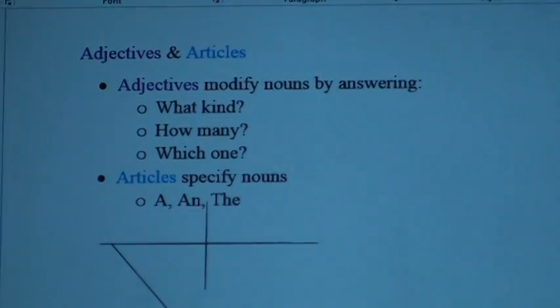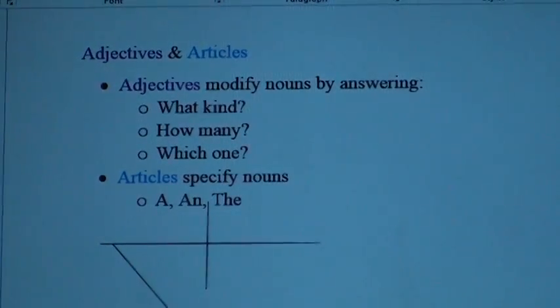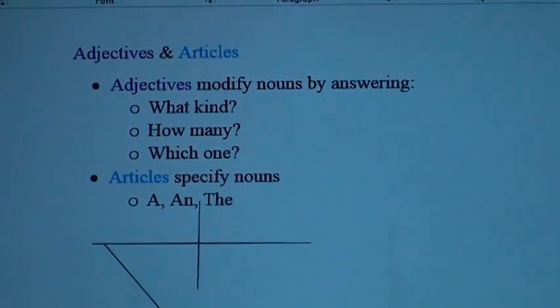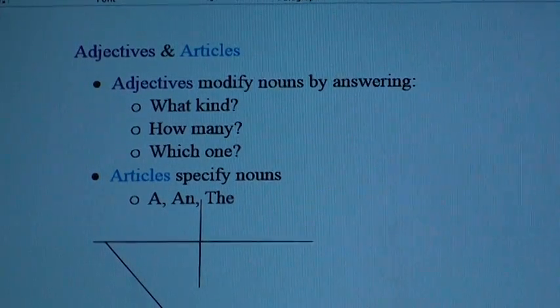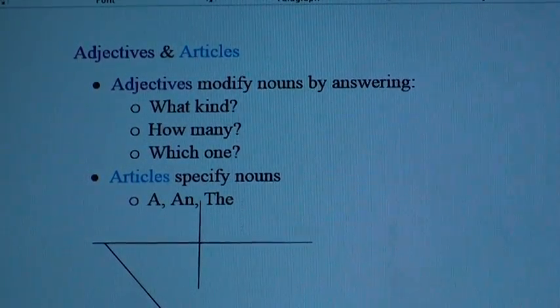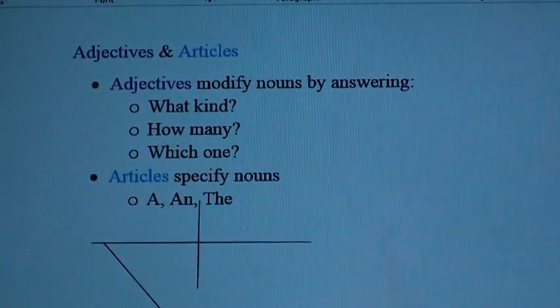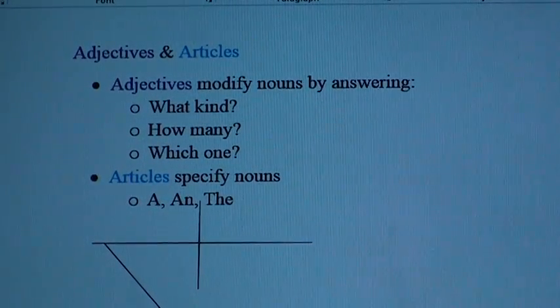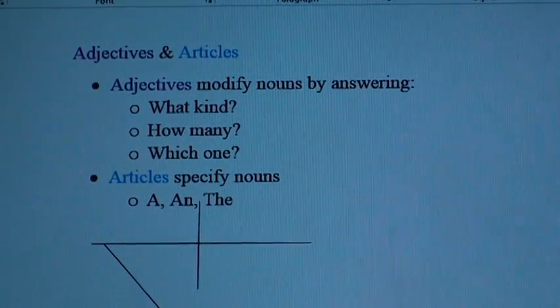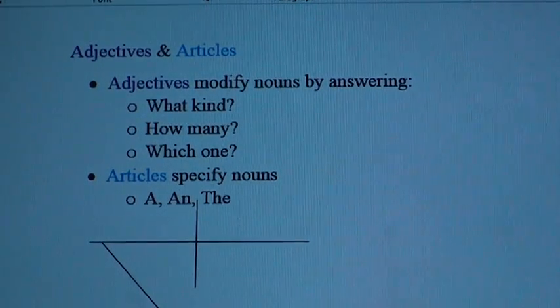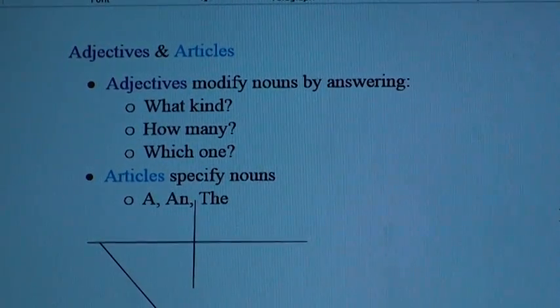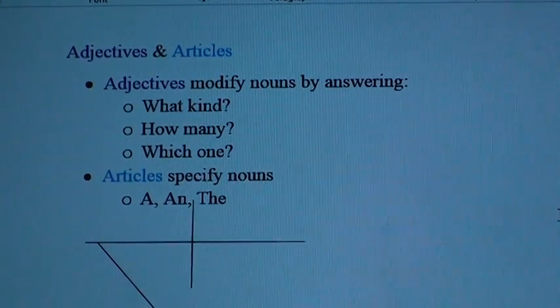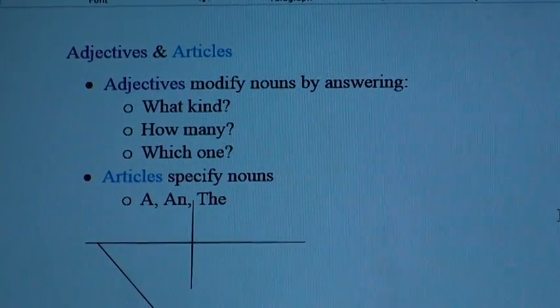Now to adjectives and articles. Both adjectives and articles are treated the same in sentence diagramming because they both modify nouns. Adjectives modify nouns by answering the following questions: what kind, how many, or which one. Articles simply specify nouns. Articles are very easy to identify because there are only three that exist in the English language: a, an, and the.